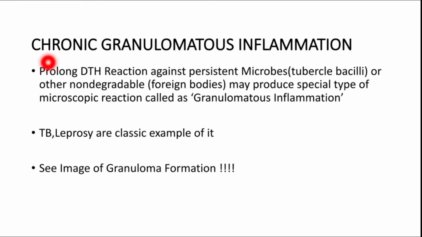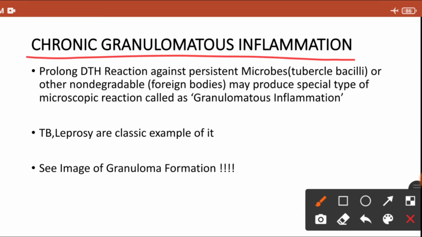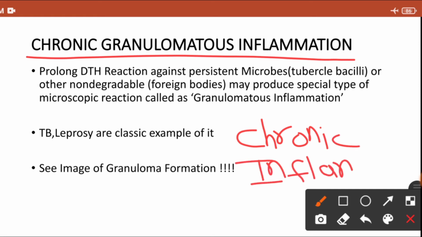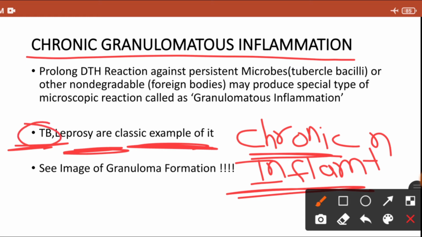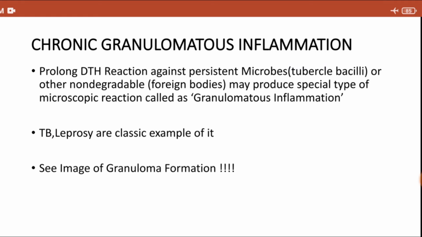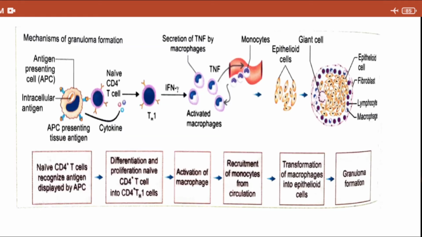The second example is granulomatous inflammation, right? See friends, chronic granulomatous inflammation is a special type of chronic inflammation, right? It is a special variety of chronic inflammation. Tuberculosis and leprosy are the classical examples of it. There are many examples of granulomatous inflammation, but today we will take tuberculosis as a prototypic example, right? It is also type 4 hypersensitivity. Let's understand it in detail.